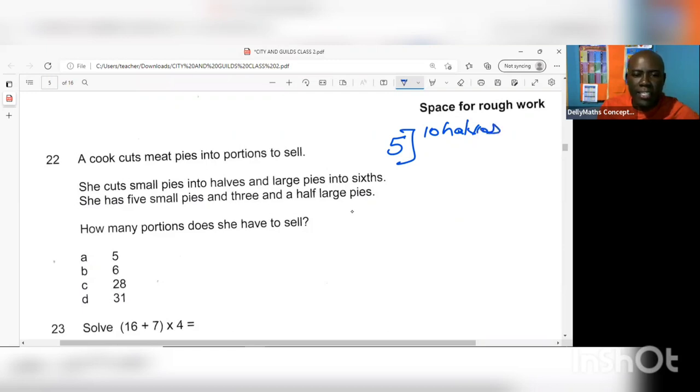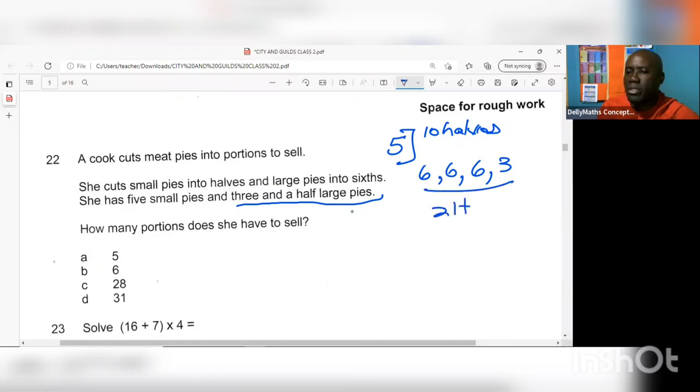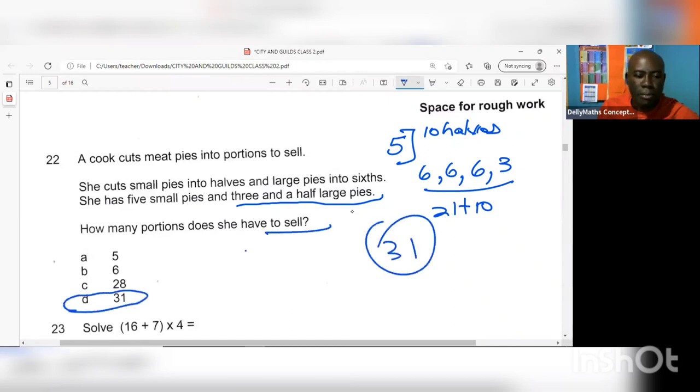And she has 3.5 large. For every large, we get 6. For the half, we get 3, because it did say you're going to get the large ones into 6. So if it's half, it is 3. So 6 plus 6 plus 6, that's 18, plus 3, this is 21, plus 10. I'm looking at 31 pieces to be sold right here.